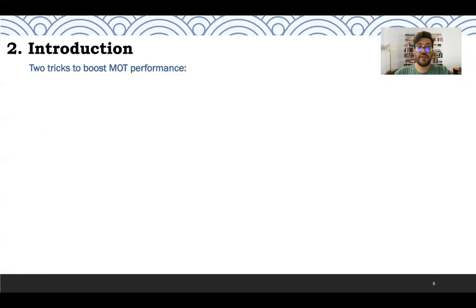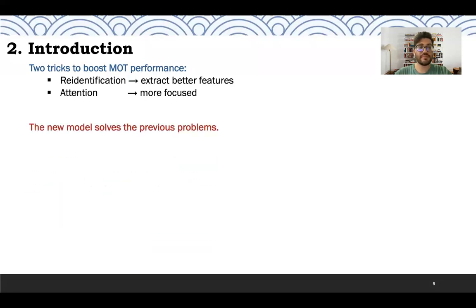There are two tricks that can boost MOT performance. The first of which is re-identification, which extracts better features, and the second one is attention, which makes the model more focused on important details. And the new model that the authors present solves the previous problems.